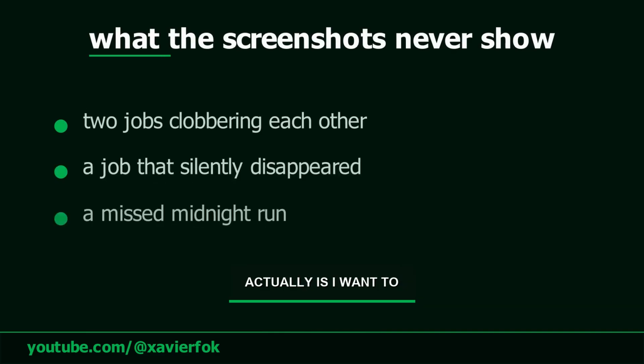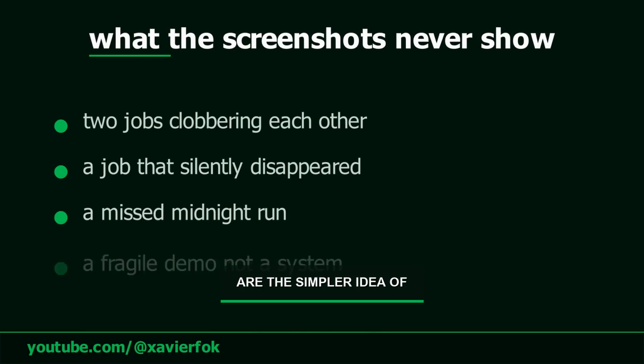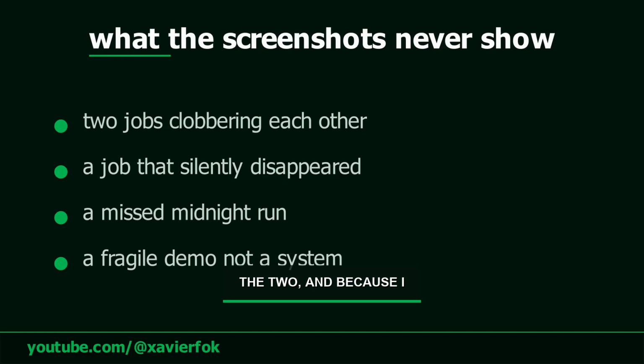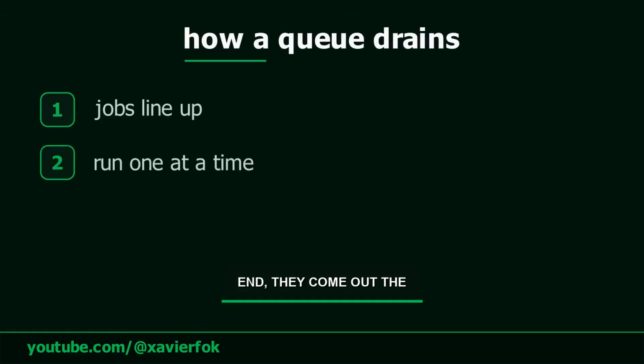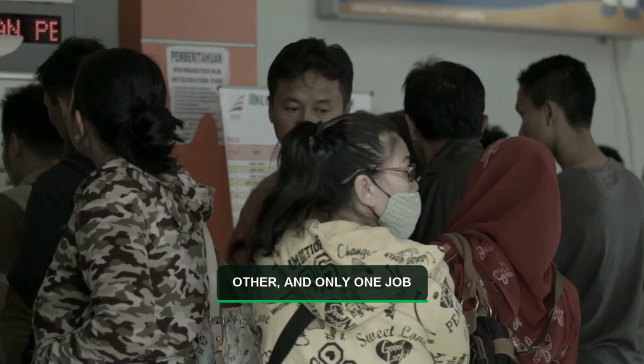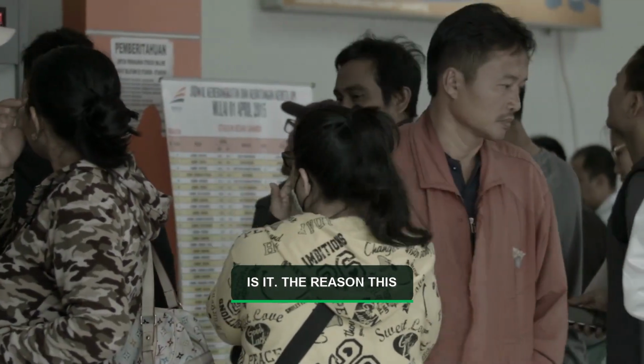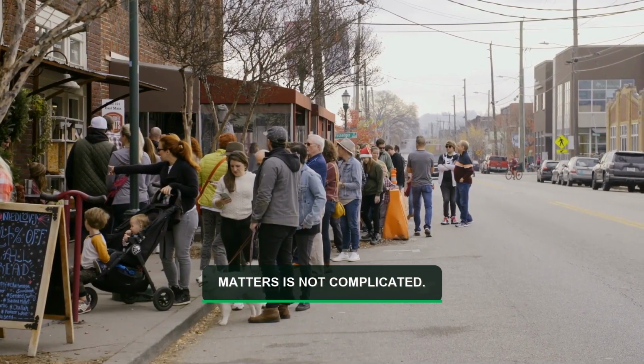What a queue actually is. I want to start with queues because they are the simpler idea of the two, and because I have a concrete example sitting right in my own setup. A queue is just a line. Jobs go into one end, they come out the other, and only one job runs at a time. That is it.